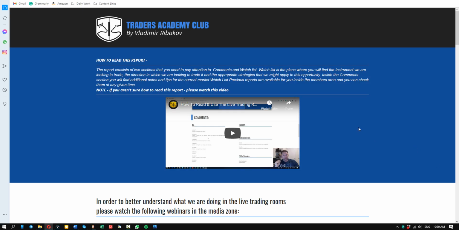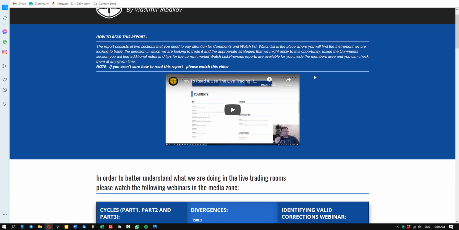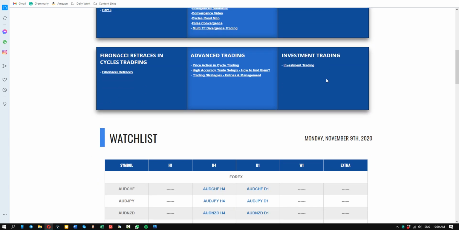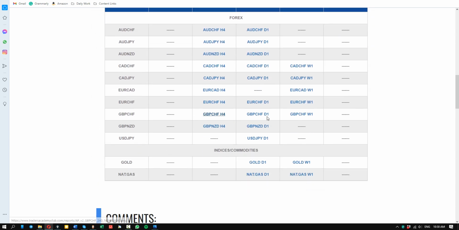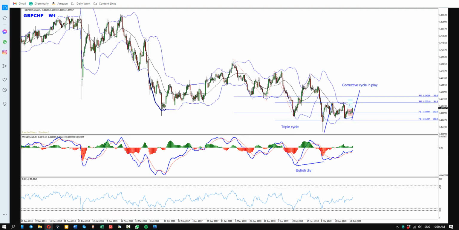So I refer to the trading report. This trading report is directly from Traders Academy Club, and I will go to the watch list and we will talk about the pound franc. Once I apply my analysis, and I want to quickly explain the logic that stands behind it, I found a 3 waves triple cycle here with a bullish divergence verified on the lower time frame.